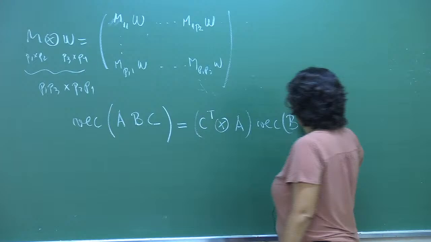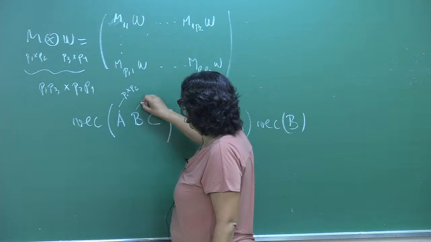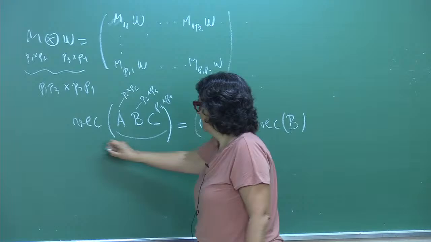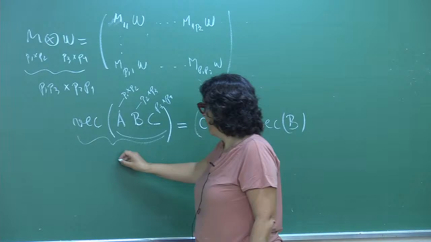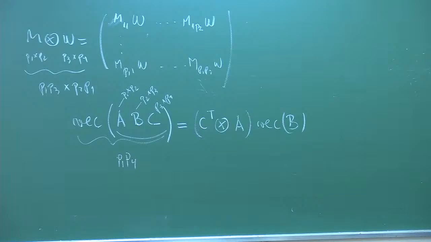Let's see. Suppose A is P1 times P2, and B is P2 times P3, and C is P3 times P4. Okay? Therefore this vec is a vector, the product is P1 times P4, so it's a vector of dimension P1 P4. Do you agree with that? I mean, I didn't do anything. I'm not going to check the equality, I'm going to check only the dimensions.